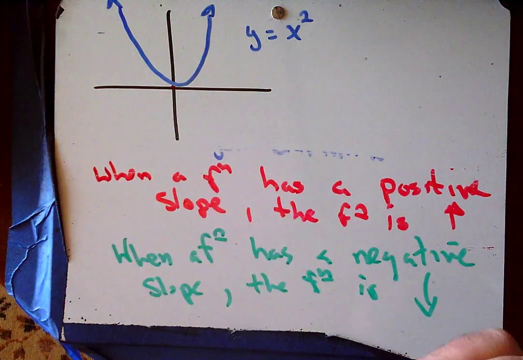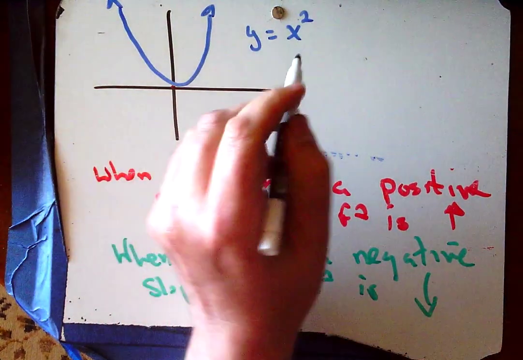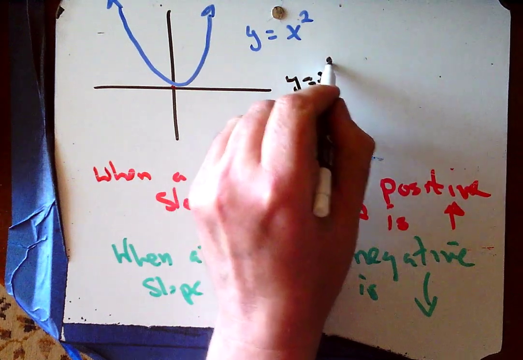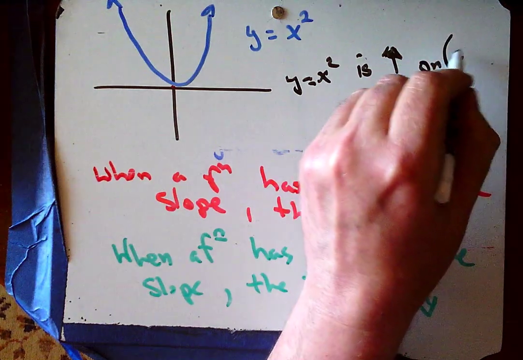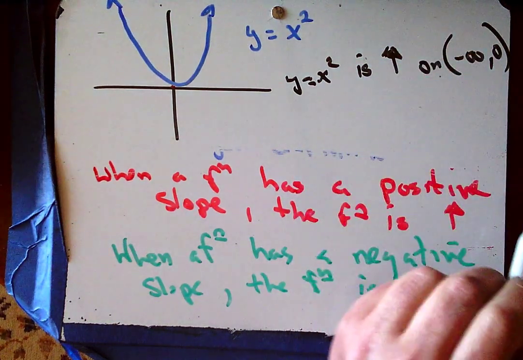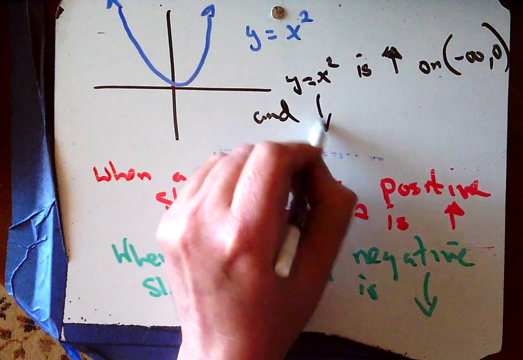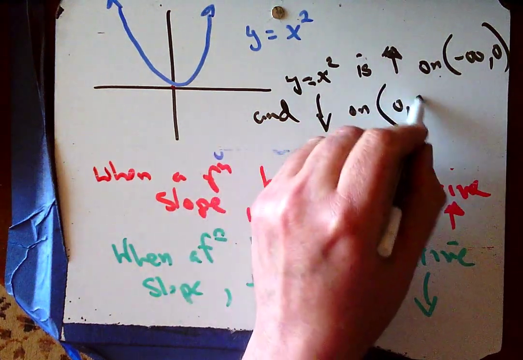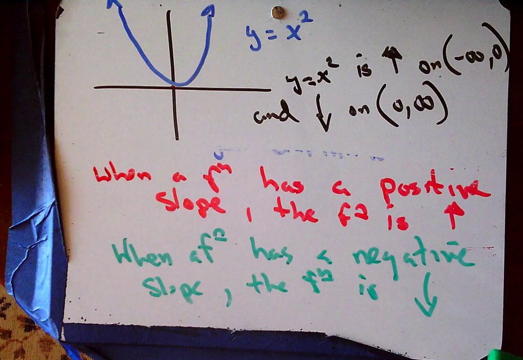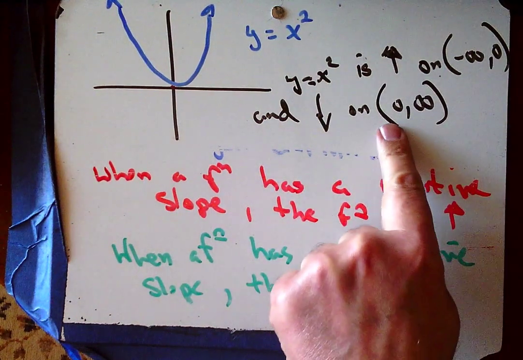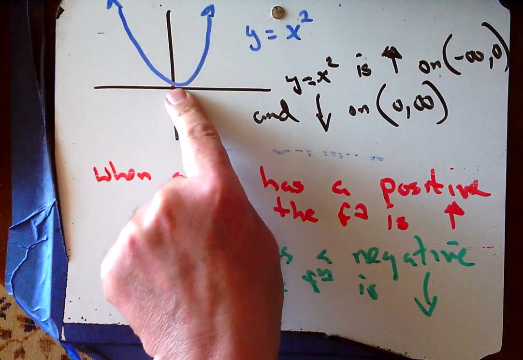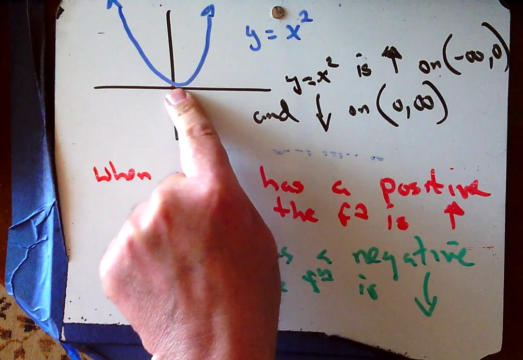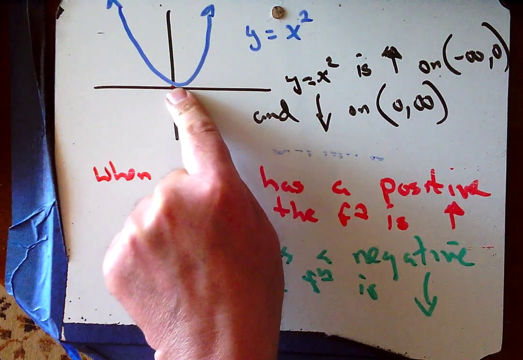So I'm going to say that y equals x squared is decreasing on negative infinity to 0 and increasing on 0 to infinity. Notice my use of interval notation there. And notice that 0 is not included. At 0, the function is neither increasing nor decreasing. The function actually has a slope of 0.